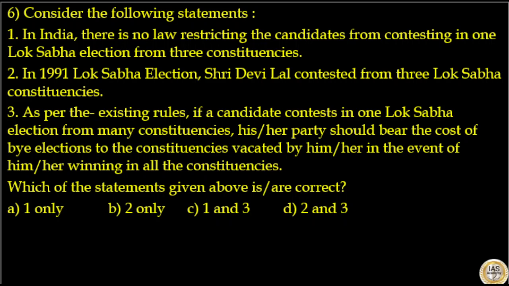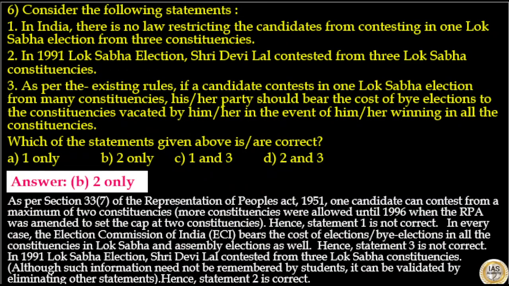Consider the following statements. Statement number 1. In India, there is no law restricting candidates from contesting in one Lok Sabha election from 3 constituencies. That is incorrect. Statement number 2. In 1991 Lok Sabha election, Sri Devilal contested from 3 Lok Sabha constituencies. That is correct. Statement number 3. As per the existing rules, if a candidate contests in one Lok Sabha election from many constituencies, his or her party should bear the cost of by-election to the constituencies vacated by him in the event of him winning all the constituencies. That is incorrect. Which of the statements given above is or are correct? Here the answer to this question is option B, statement 2 only is correct.